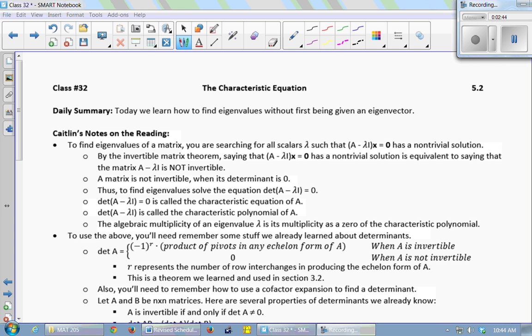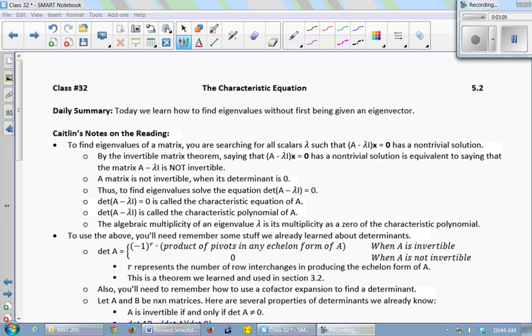All right, so to find eigenvalues of a matrix, we go to the definition of an eigenvalue we learned last class. You're searching for all scalars lambda such that (A minus lambda I) times the vector x equals 0 has a non-trivial solution. Any lambda that you could put in there that makes this equation have a non-trivial solution is an eigenvalue. That's the definition.